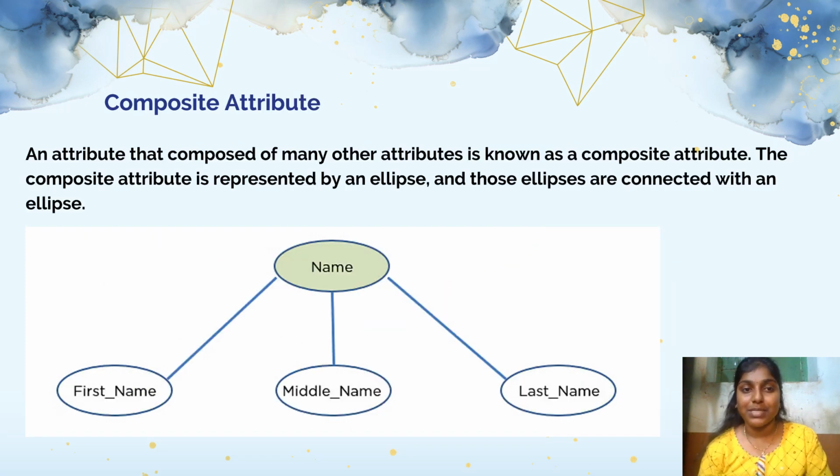A composite attribute means an attribute which may be composed of many other attributes. A composite attribute is represented by an ellipse, and the ellipse is connected with other ellipses, then it is known as a composite attribute. Here we can view name is a composite attribute, and it is connected with 3 other attributes, that is first name, middle name, and last name. So here name is a composite attribute.